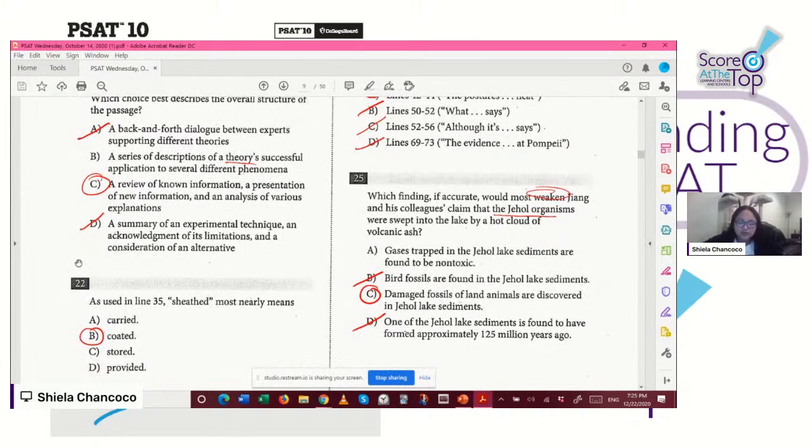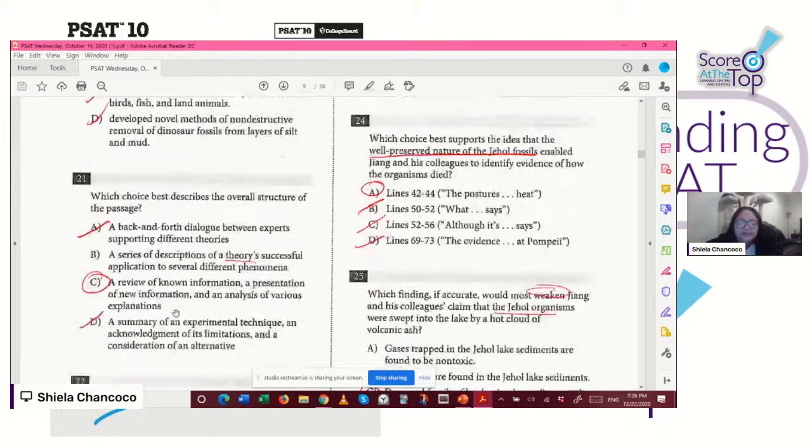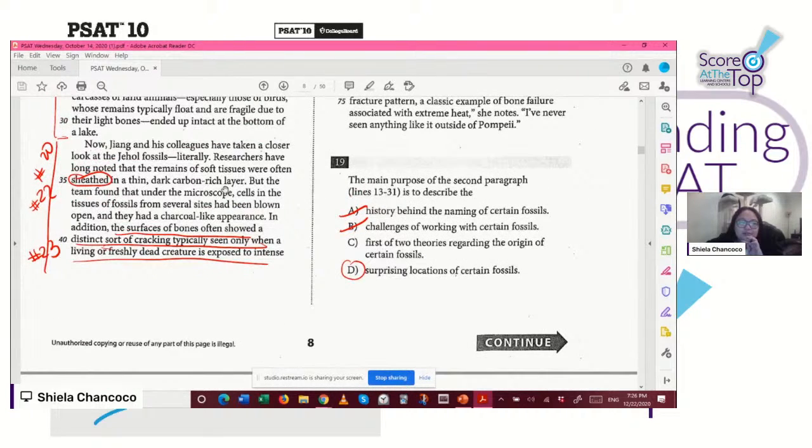Let's go on to 22. Line 35. Most people probably won't have known what this word means, sheath. The word sheath, what I think about it is with regards to swords, right? You have that protective piece that knights have, sheath. That's what I was thinking when I saw this word, because that's how it's spelled. And then I go back to the passage. It says, researchers have long noted that the remains of the soft tissues were often sheathed in a thick, dark, carbon-rich layer. Okay.